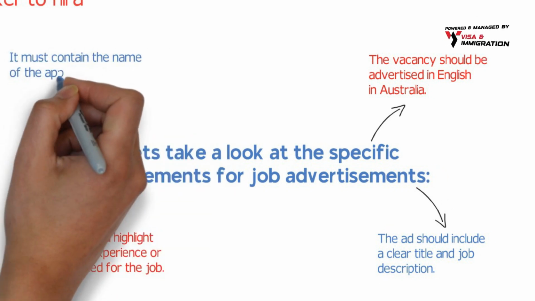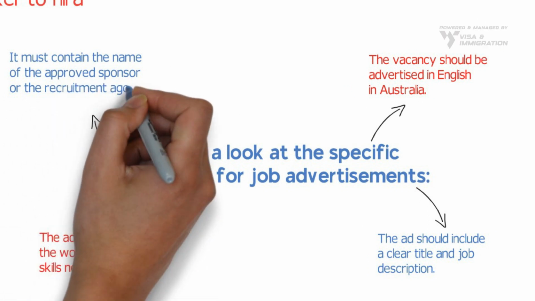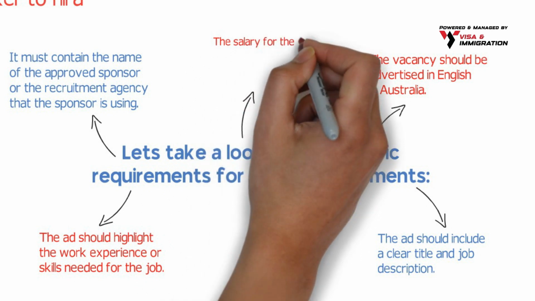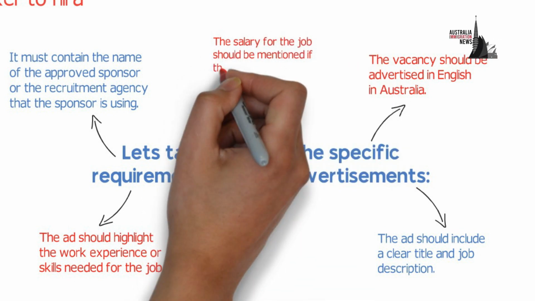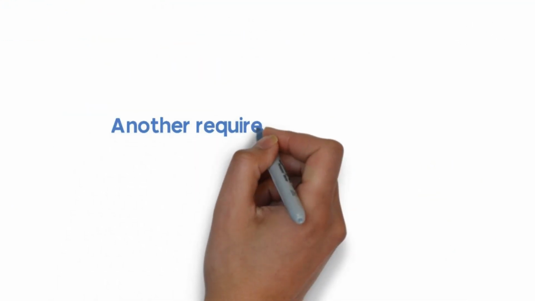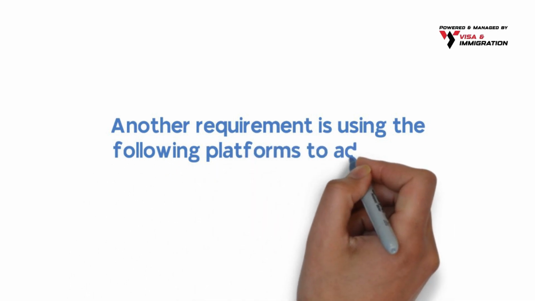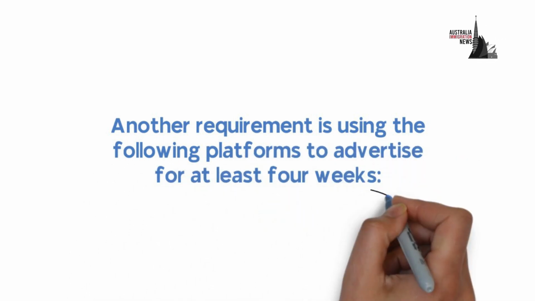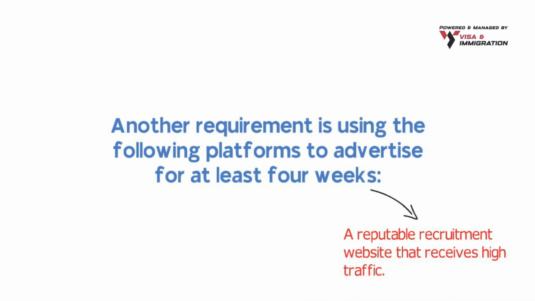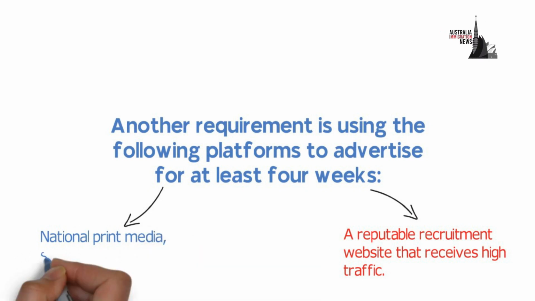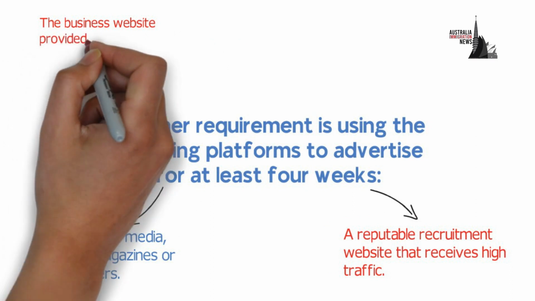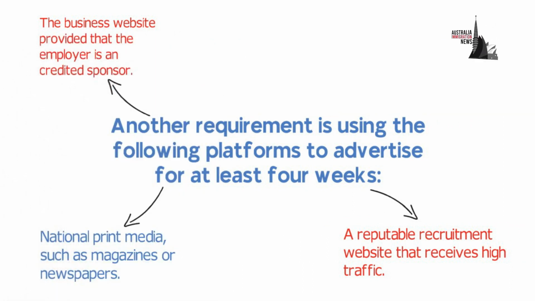Moreover, it must contain the name of the approved sponsor or the recruitment agency that the sponsor is using. Next, the salary for the job should be mentioned if the annual income is less than $96,400. Another requirement is using the following platforms to advertise for at least 4 weeks. A reputable recruitment website that receives high traffic. National print media, such as magazines or newspapers. The business website provided that the employer is an accredited sponsor.